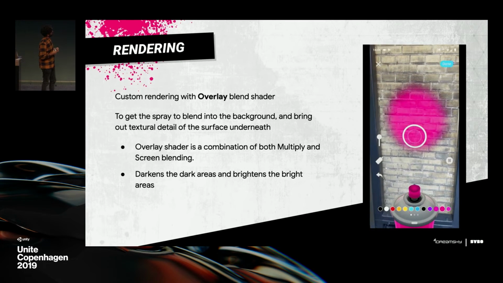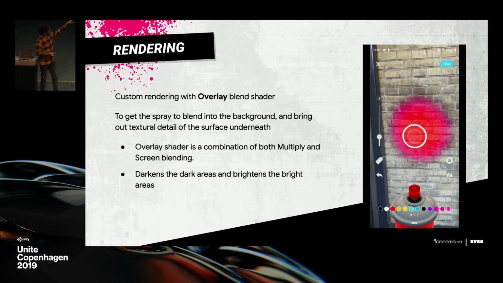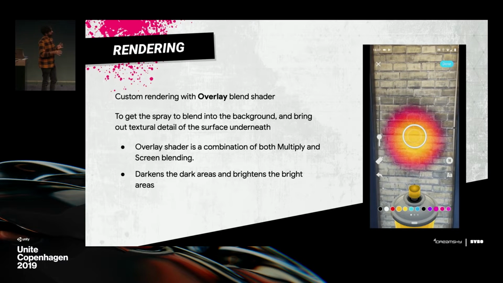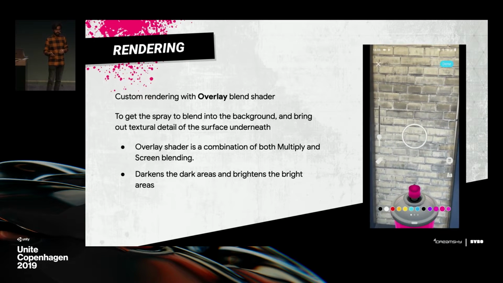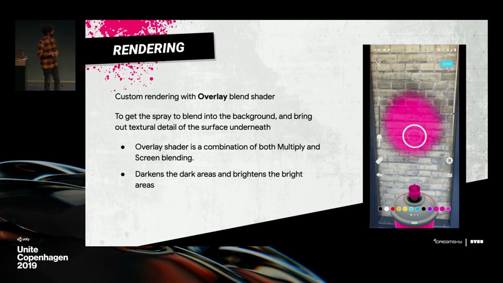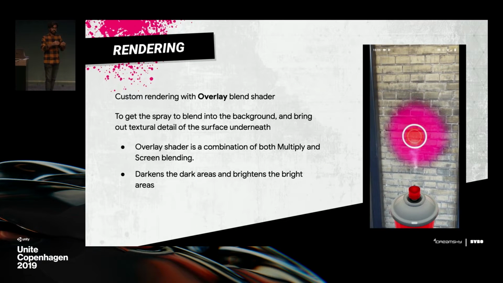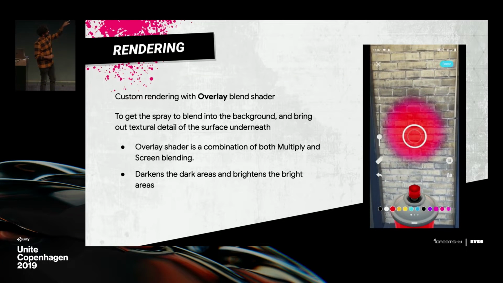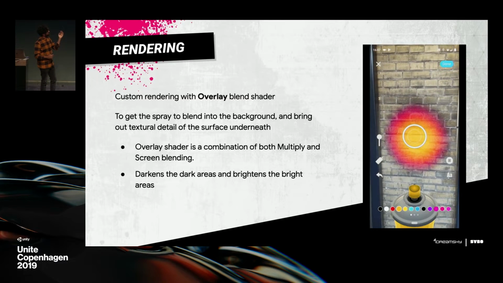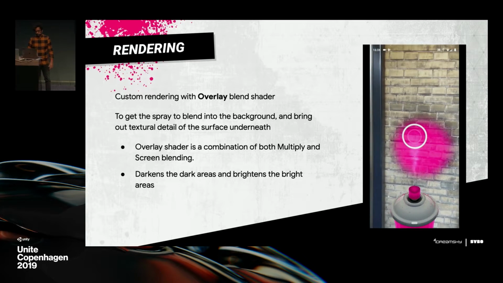But some of the stuff that we've found works really well here is using a blend mode. What you're seeing here is an overlay blend, which is a combination of both multiply and screen blend. And for those of you who are familiar with Photoshop and screen shaders, this basically heightens or brightens the bright areas and darkens the dark areas. So here you can see that we wanted the textural detail of the brick coming through, even though we're actually just spraying virtual pixels on it. And we think this is a good start.